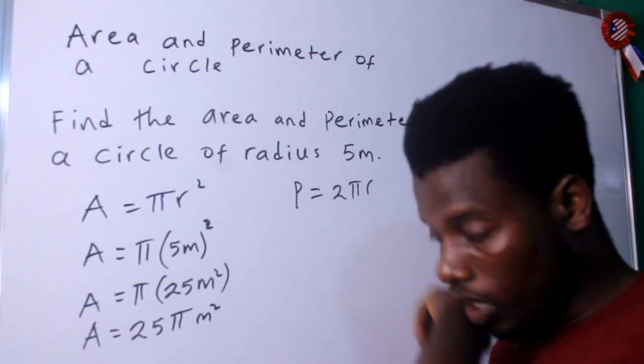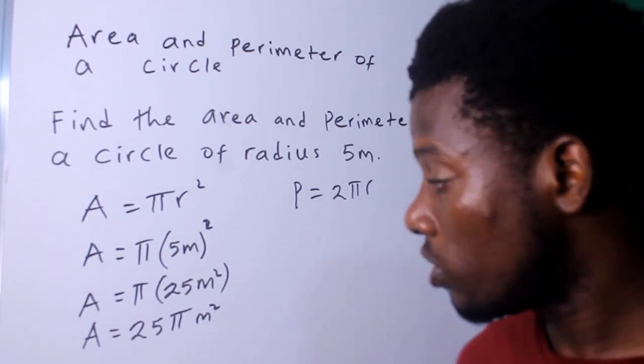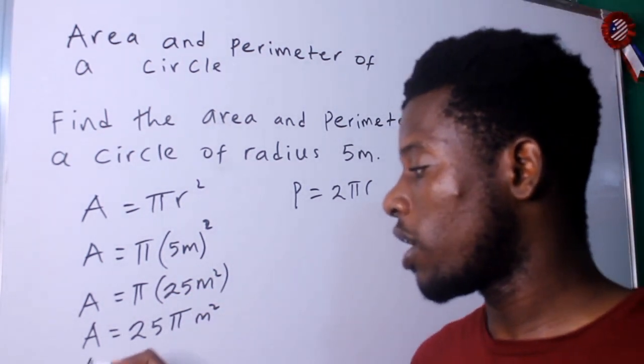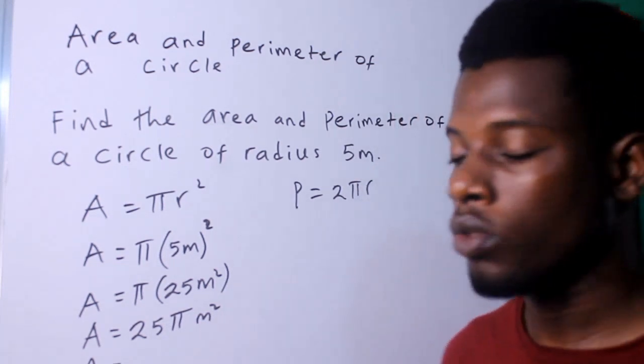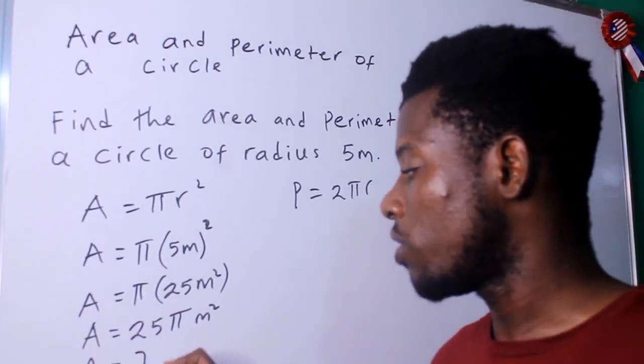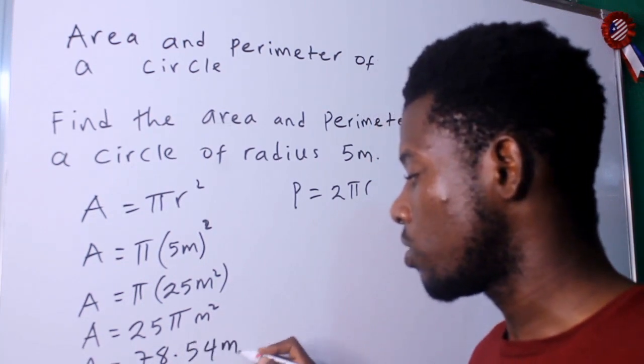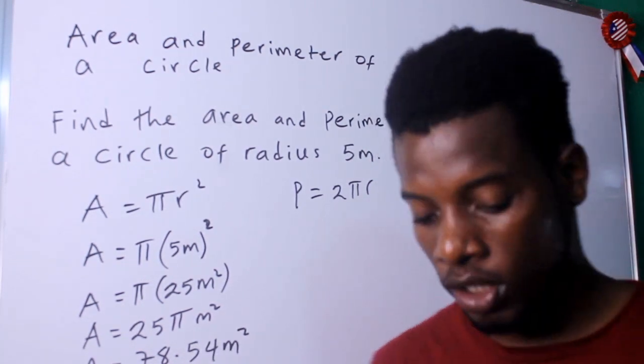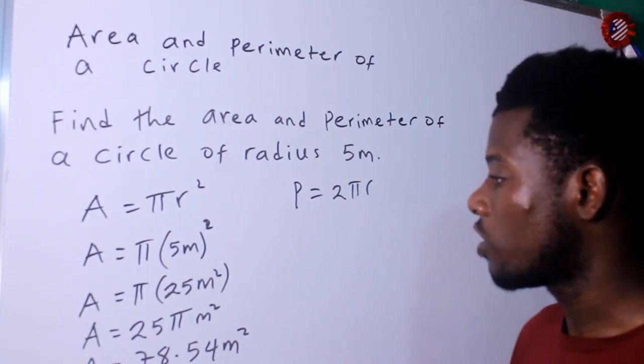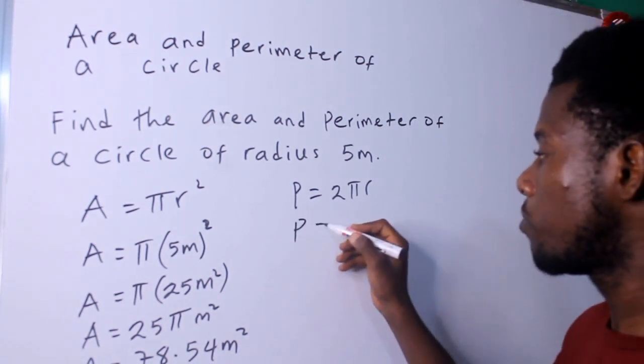So the area can actually be 25 pi meters squared, or if you replace the value of pi with 3.14 or 22 over 7, you have the area to be 78.54 meters squared to 2 decimal places. That's the area. Now to find the perimeter, the formula is 2 pi r.